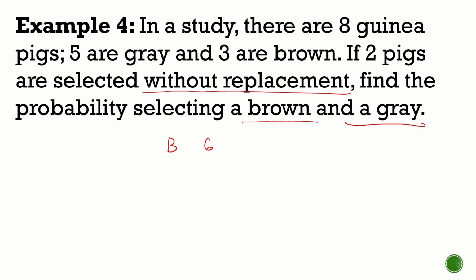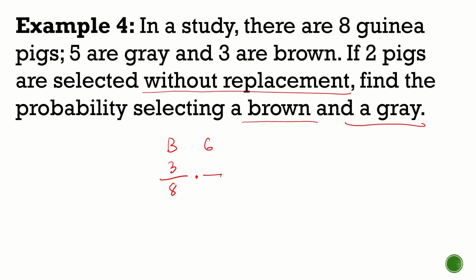How many brown guinea pigs are here? There are 3. Total of how many guinea pigs? There are 8 guinea pigs in total. So 3 over 8. 5 are gray and 3 are brown. Okay. Times.